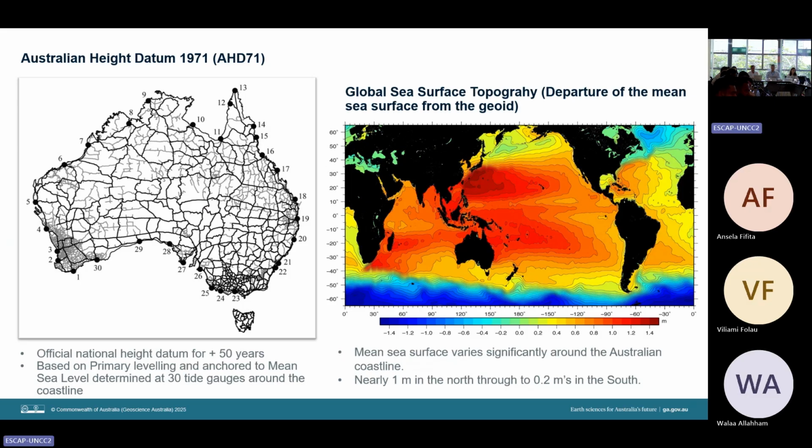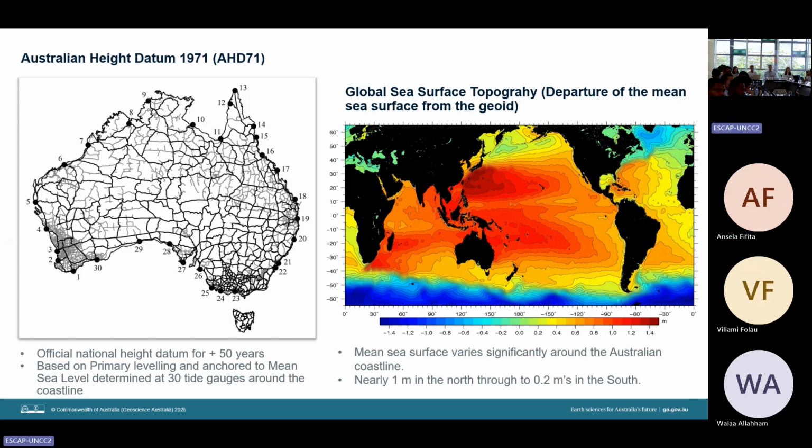There are ongoing efforts to maintain the physical infrastructure, but warps and distortions are often evident in the datum due to things like ground surface motion. And the key issue when we consider its compatibility with a geoid model-based datum is that deeply embedded sea surface topography that I mentioned. The sea surface varies significantly relative to the geoid around the Australian coastline. It's offset by nearly 1 meter in the north, down to about 0.2 meters in the south. And this is the predominant source of those errors that we just saw.